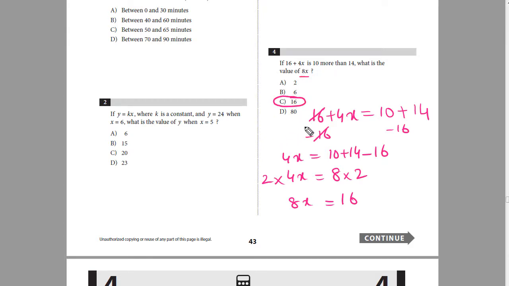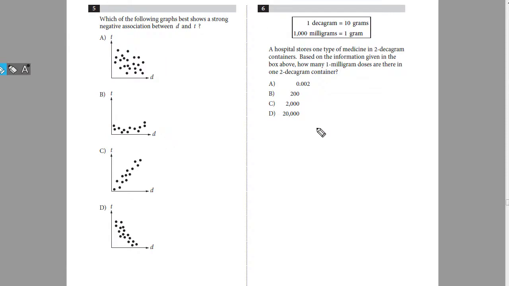C would be the answer. Question number 5. Which of the following graphs best shows a strong negative association between D and T?